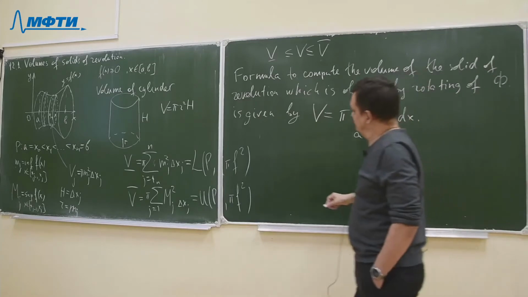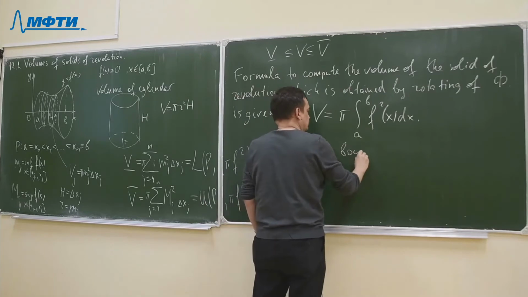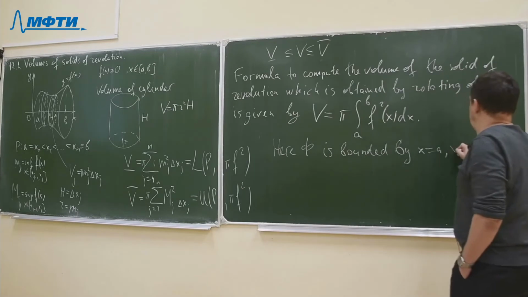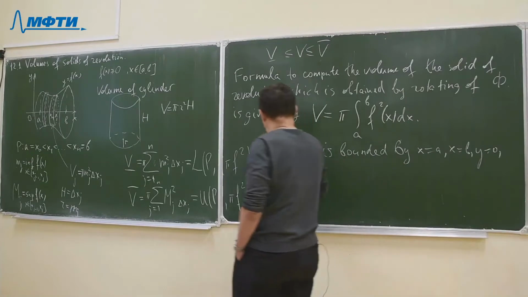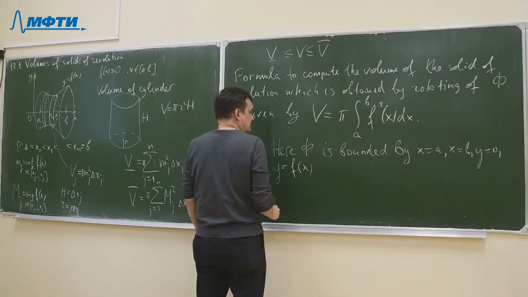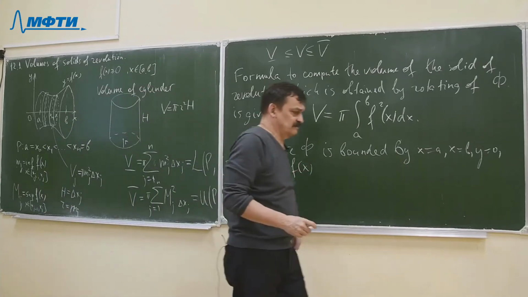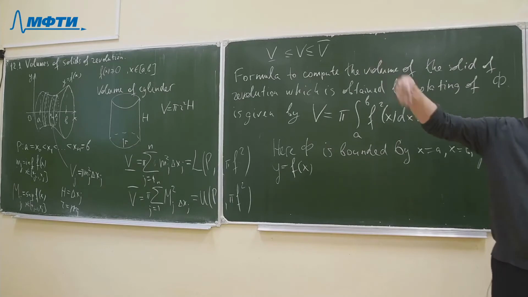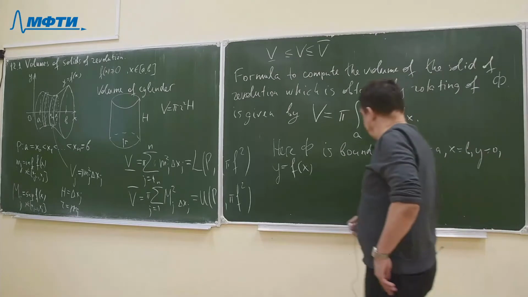Here phi is bounded by x equals a, x equals b, y equals 0, y equals f of x. And in fact, you see, it is not necessarily non-negative. Because if it is negative somewhere, because of rotating, it doesn't matter. We rotate and we obtain the solid.